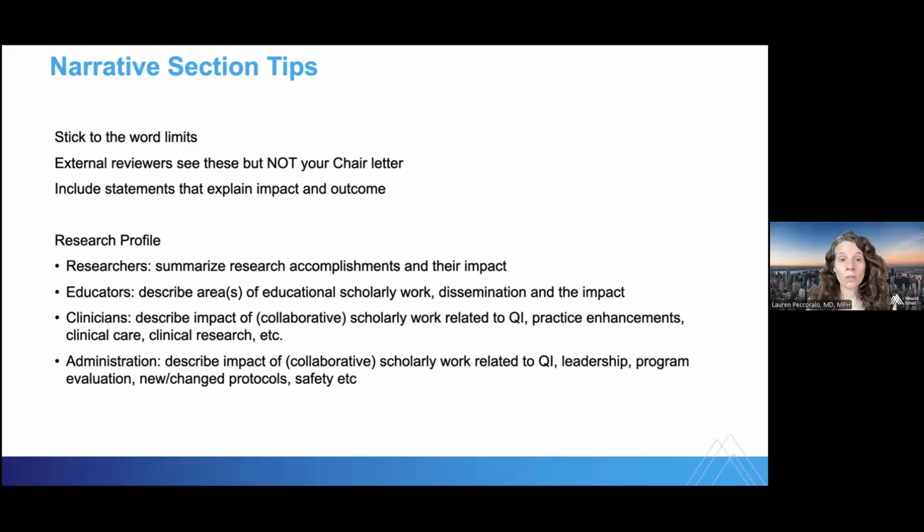So external reviewers are going to see these, but not your chair letter. So this is really an opportunity to delve a little bit deeper into something that you may have mentioned in your CV and really talk about the impact and the outcome of that thing that's on your CV as a line. But why is it important? Why does it sort of tell the story of who you are? And why do you want to highlight this area specifically? So the research profile, for example, for a researcher, you're going to summarize your research accomplishments and their impact.